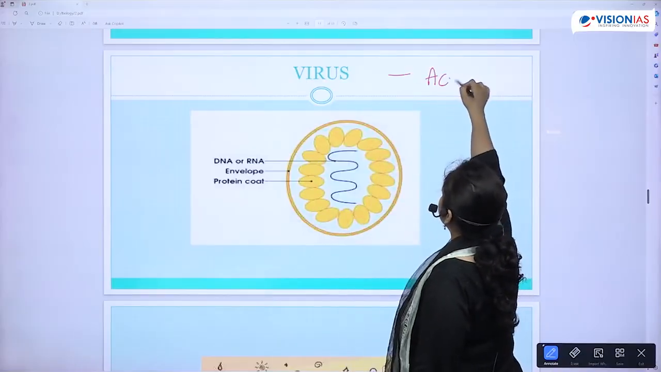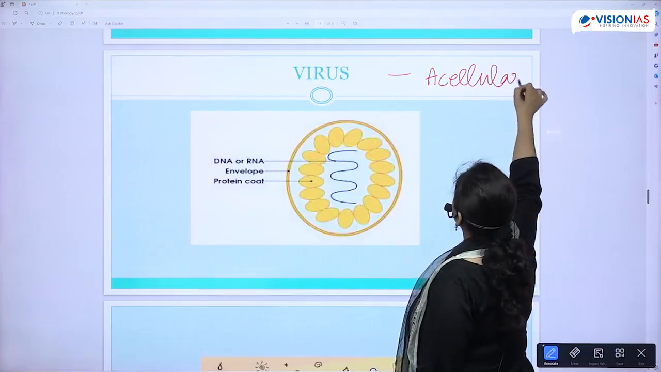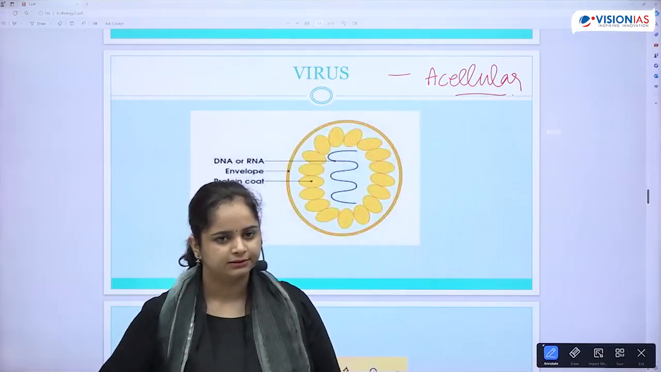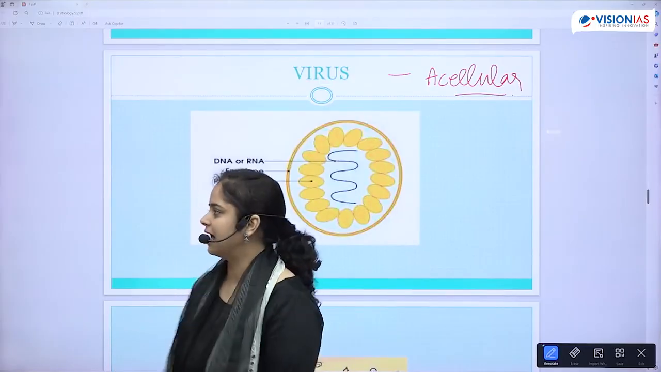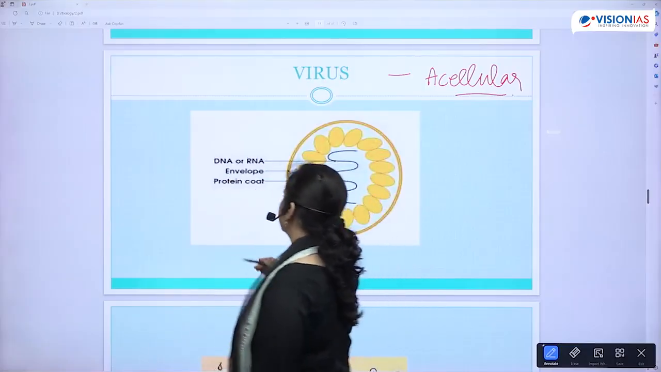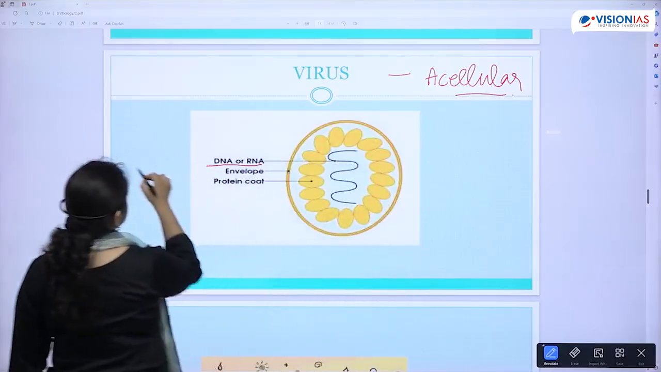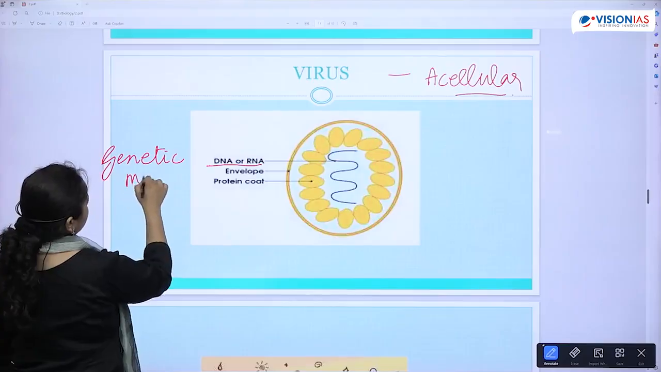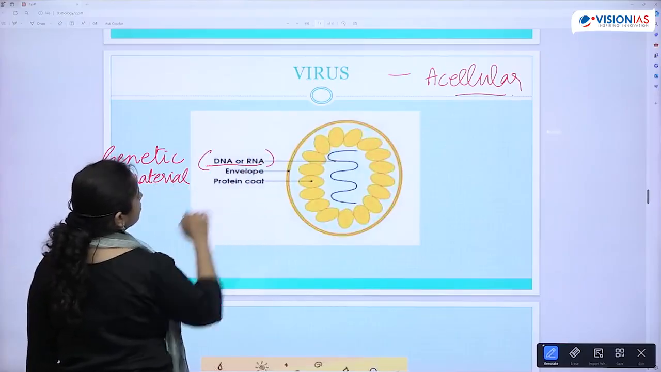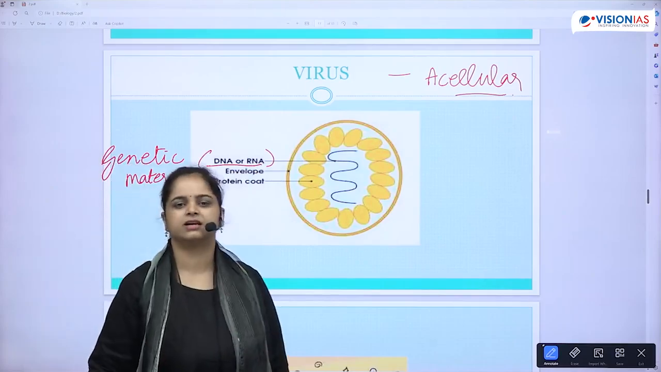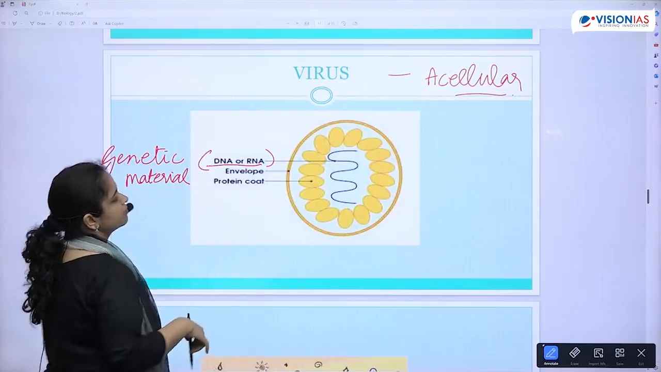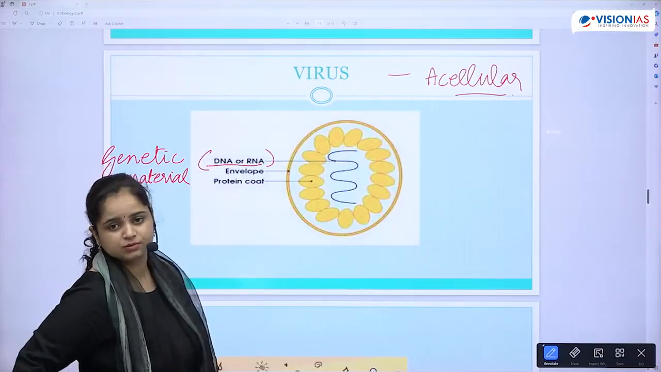Virus is not exactly a cell. It is not a complete organism. We use the word acellular for the virus. Virus has properties of living organisms, like virus has a genetic material, and in this genetic material also there is a slight point of variation. The main genetic material of a virus can be DNA or it can be RNA.